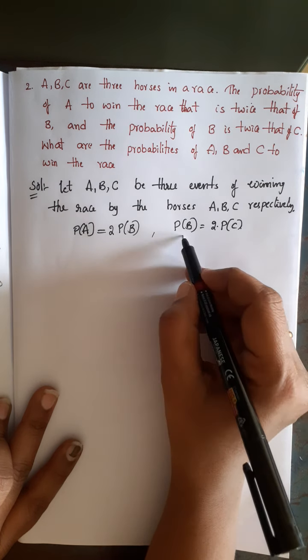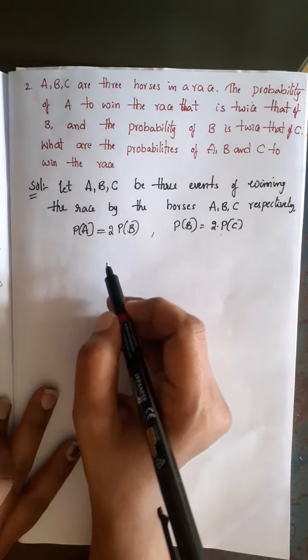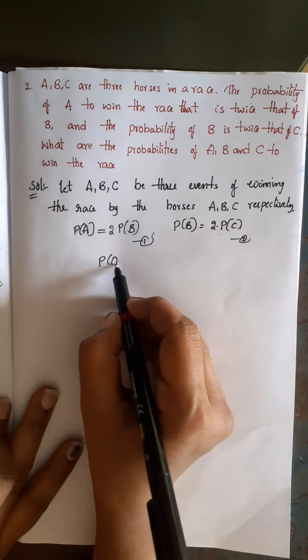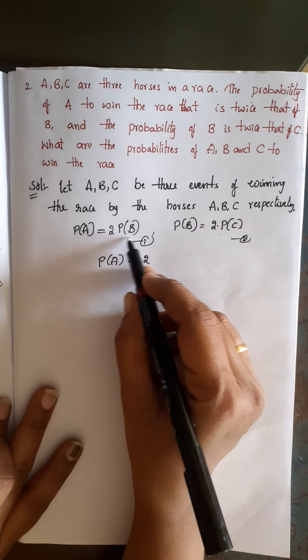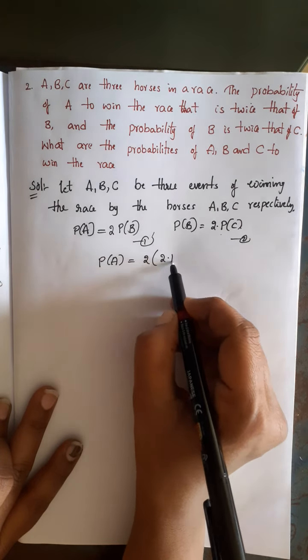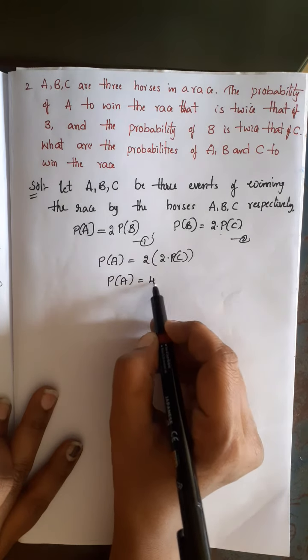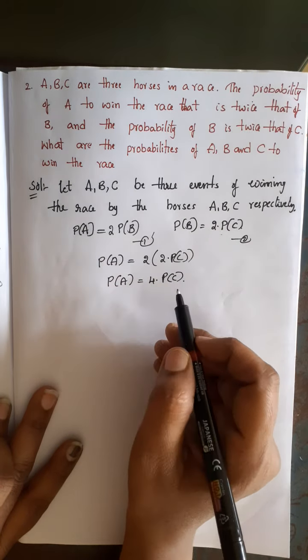Okay, probability of B is equal to 2 into P of C. I am substituting here from 1 and 2. What can I write? P of A is equal to 2 into P of B. P of B means 2 into P of C. So probability of A is equal to 4 into P of C, you got.